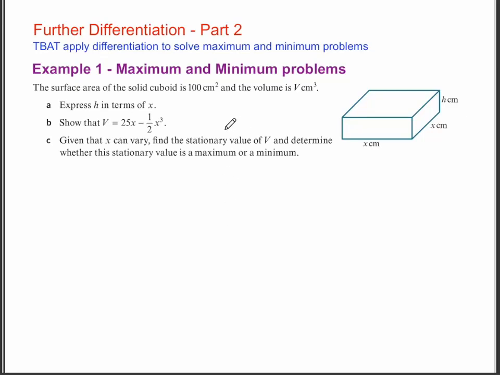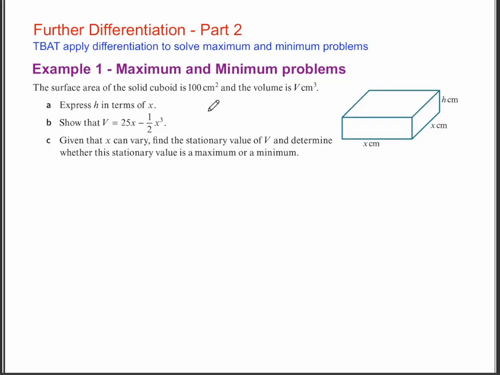On to the next part, and we're going to apply whatever we've learned up to now to solve maximum and minimum problems. So we're going to get questions like this, where the surface area of a solid cuboid is 100 centimeters squared, and the volume is v centimeters cubed. First, we're just told to express h in terms of x.